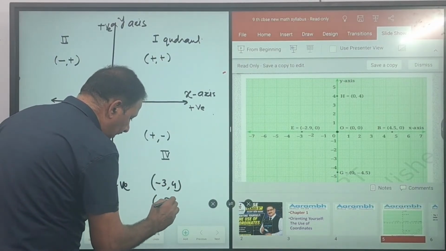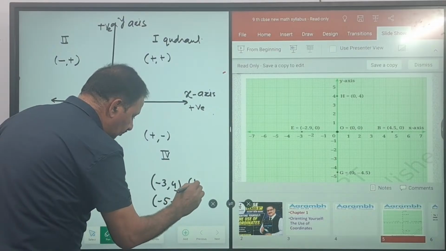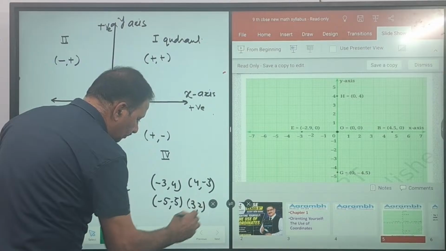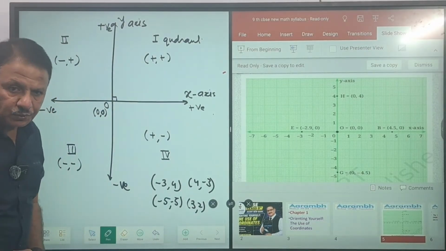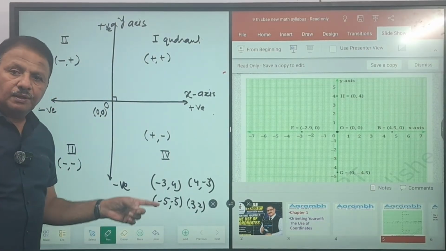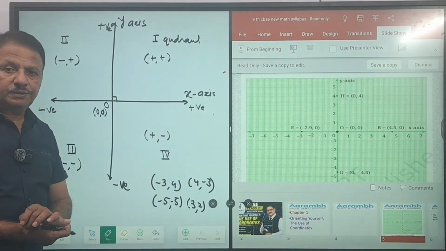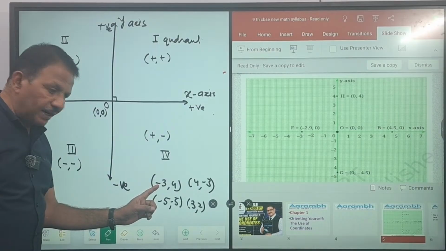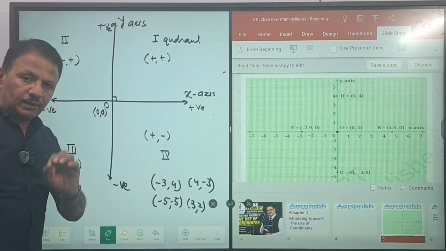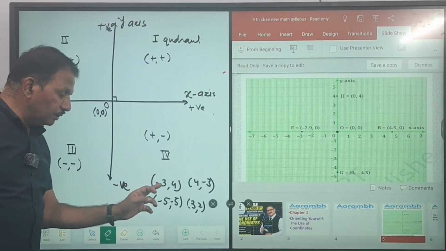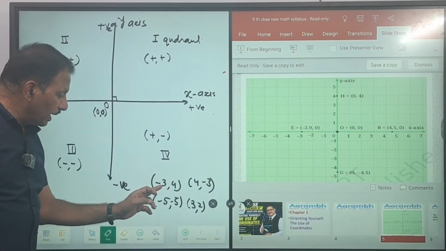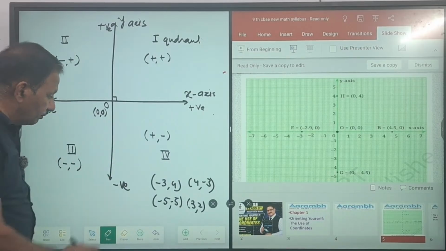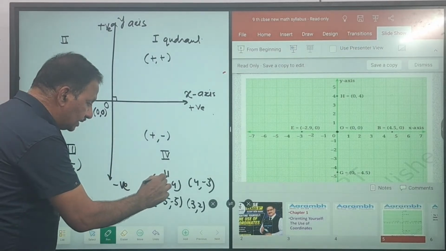Now, the second thing is that, suppose I give you the points minus 3, 4, minus 5, minus 5, 4, minus 3, and 3, 2. If I ask you to tell me in which quadrant each point lies. This is the first point, minus 3, 4. Can you tell me in which quadrant it lies? A minus, plus combination will be of the second quadrant. Therefore, we can say that this lies in the second quadrant.